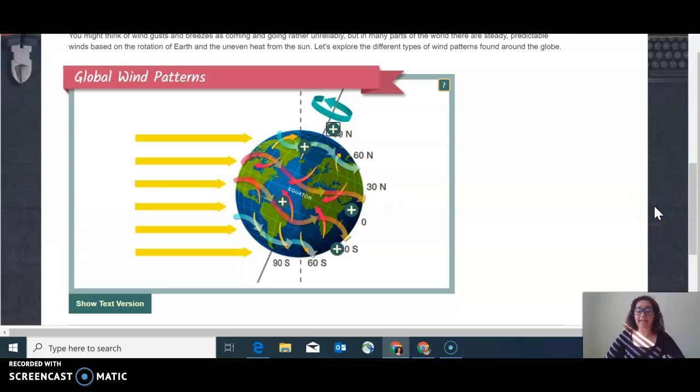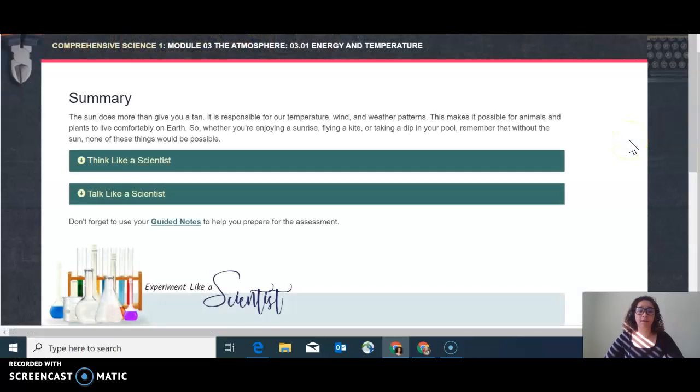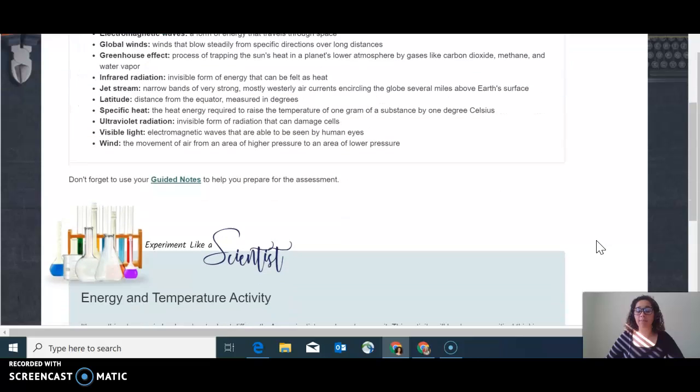Like I said at the beginning, this is a lot to take in, this particular interactive. So again, I would work either with your teacher or draw this in your notes to make sure that for the module exam, you have a picture of the different types of global wind patterns. I always recommend that when you get to the end of the lesson, you open up the Talk Like a Scientist and you copy and paste all of these words into your guided notes. The vocabulary is very important in Florida Virtual School, so the more that you understand this vocabulary, the better off you'll be for quizzes and module exams.